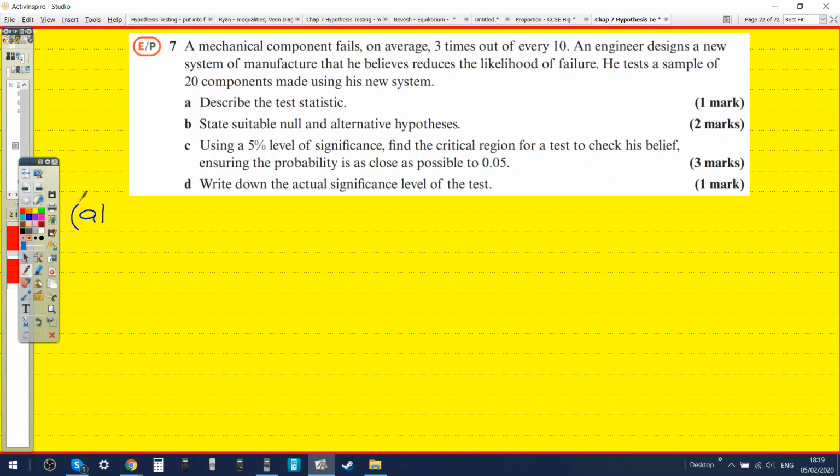Is the first one 10? First, what? Like the test statistic. Nope. Test statistic, let's just call it x. And that would be, let's say, the number of times the component fails. So 3.